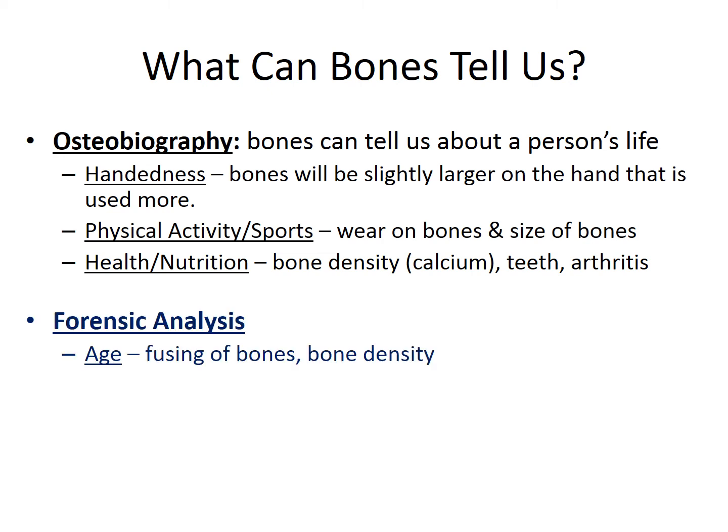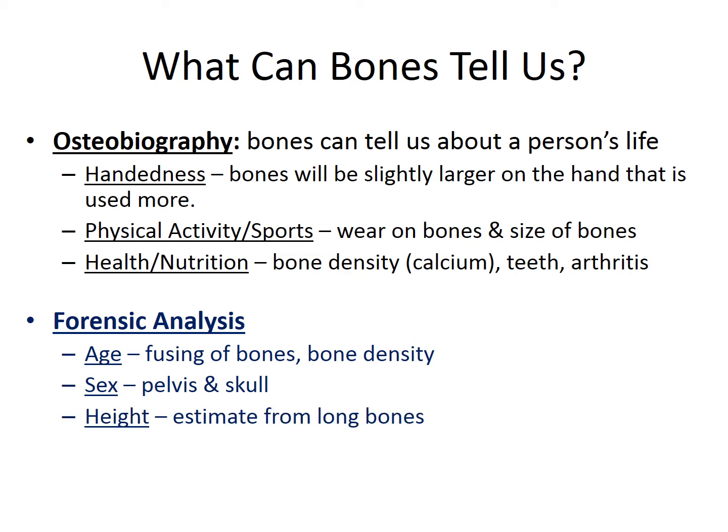For forensic analysis, we want to look at the age of the skeletal remains. So, are the bones completely fused? What's the bone density like? If we have the pelvis, the skull, and sometimes the femur, we can determine sex. If we have long bones, which we're still going to talk about, we can estimate the height. We can use the skull characteristics to get an idea about the possible race.